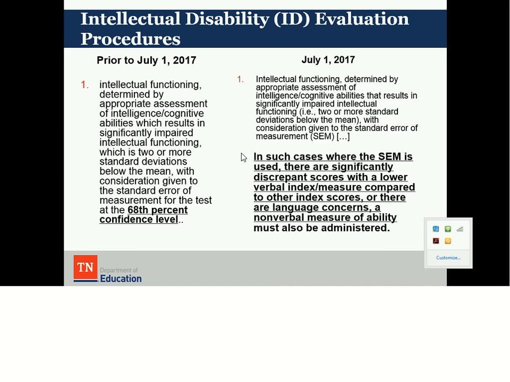So in those cases where you see a significant discrepancy, and the technical manuals of our assessment tools should tell us when that's the case, you need to make sure that you follow up with a nonverbal measure, not a nonverbal portion of a verbal test, but an actual nonverbal measure to measure that ability level, and the team can make a decision based on the best estimate of ability.